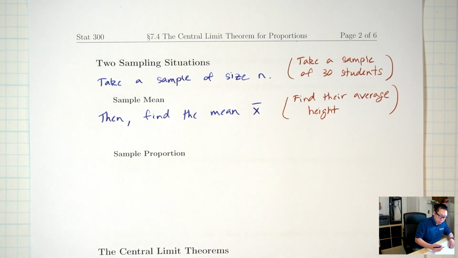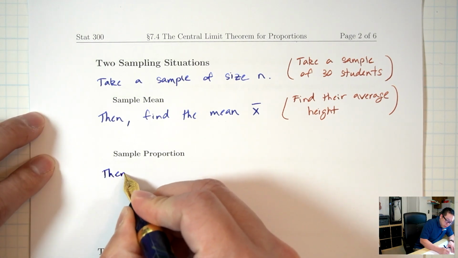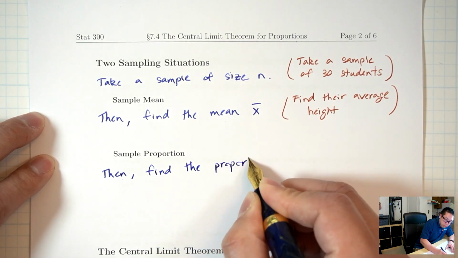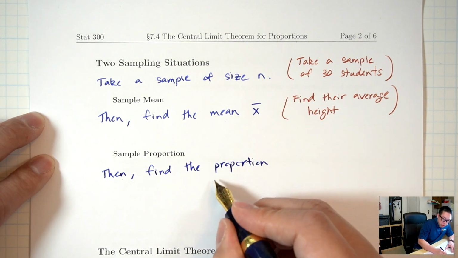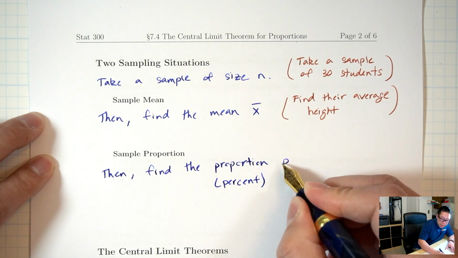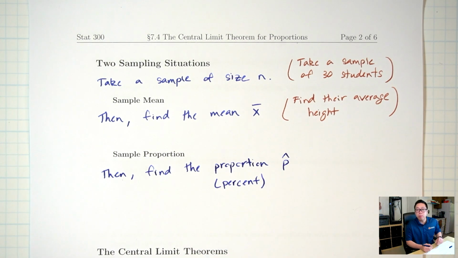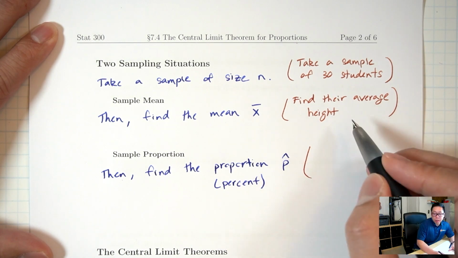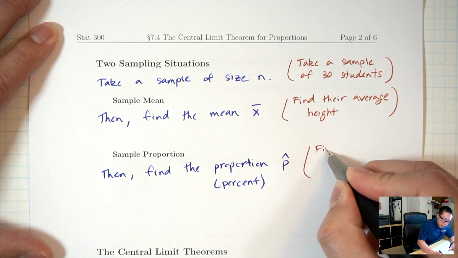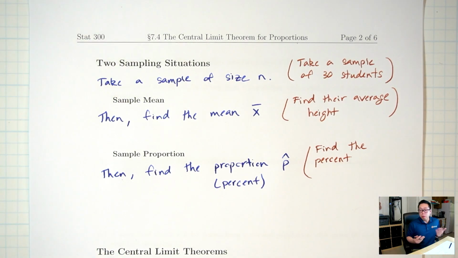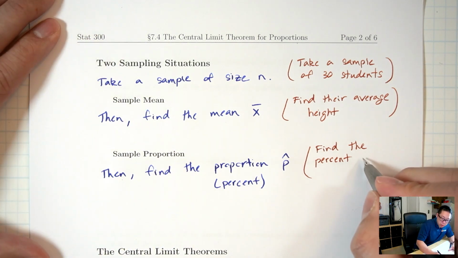So instead of finding the mean, you could also find the proportion. And another word for proportion is percent. The symbol here is going to be p hat. This is the proportion that you get from a sample. And as an example, we take our sample of 30 students, and then instead of finding their average height, what you could also do is find the percent who have a certain characteristic. So the percent who watch Netflix.